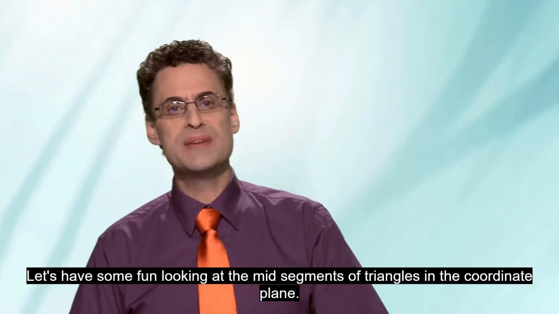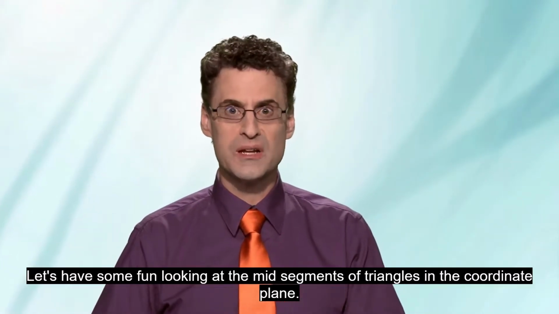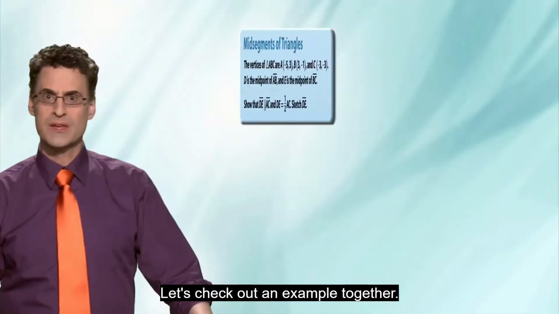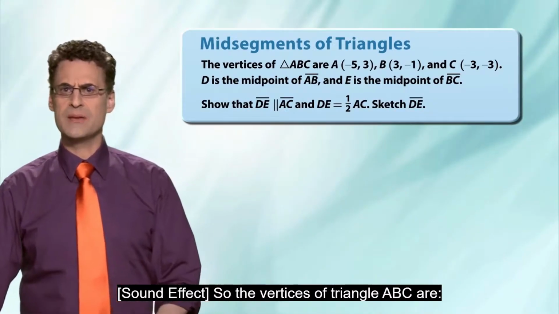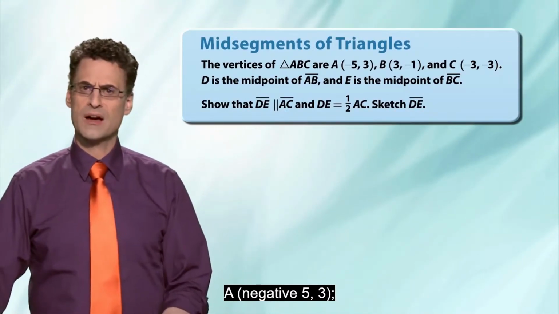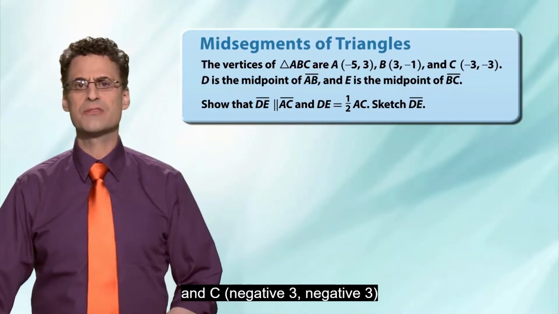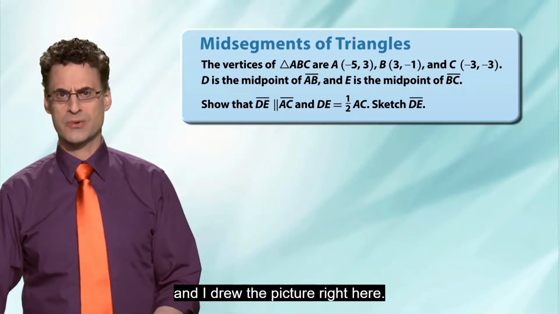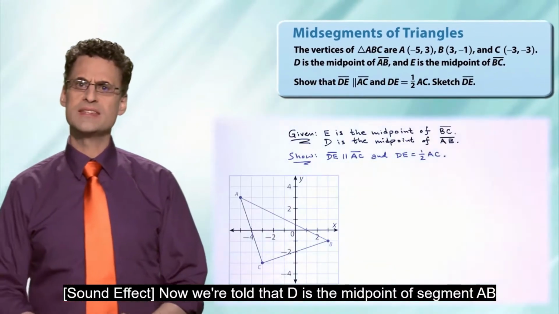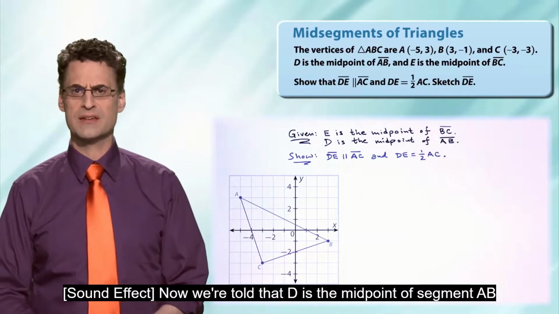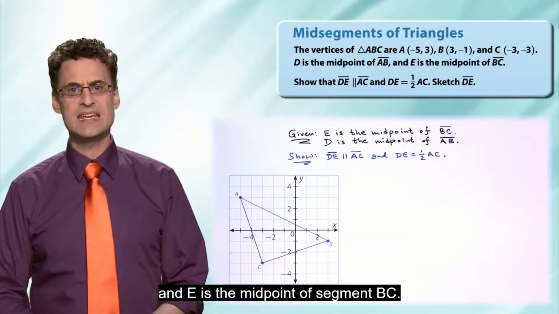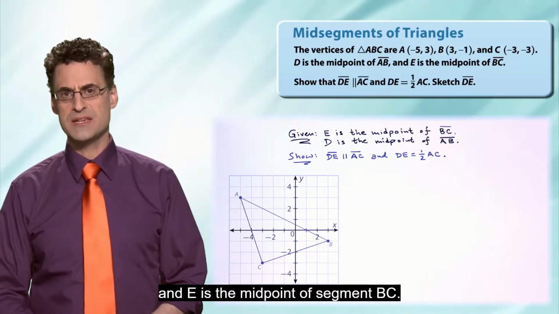Let's have some fun looking at the midsegments of triangles in the coordinate plane. Let's check out an example together. The vertices of triangle ABC are A(-5, 3), B(3, -1), and C(-3, -3), and I drew the picture right here. Now, we're told that D is the midpoint of segment AB, and E is the midpoint of segment BC.